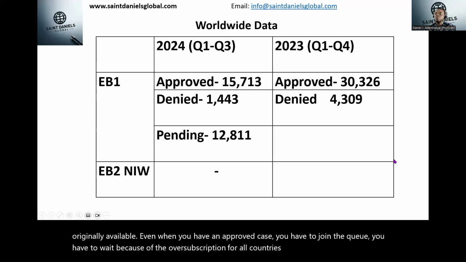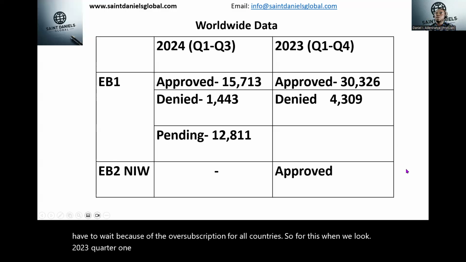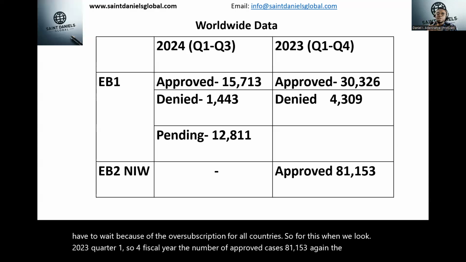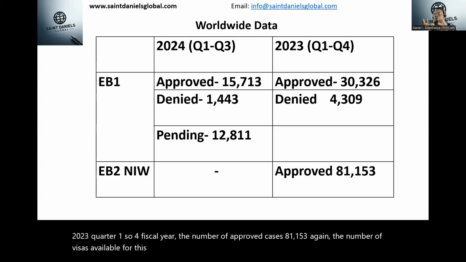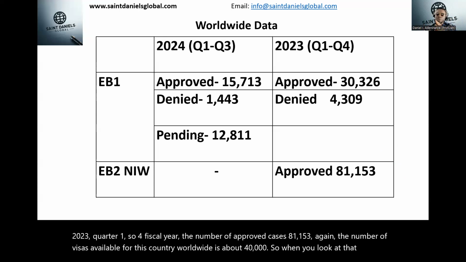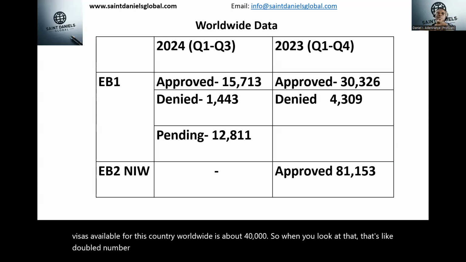So for this, when we look at fiscal year 2023, quarter 1 to 4, the number of approved cases is 81,153. Again, the number of visas available worldwide is about 40,000. So when you look at that, it's like double the number of approved cases. That's why there is this queue of people waiting for their priority dates. And so far, so good.